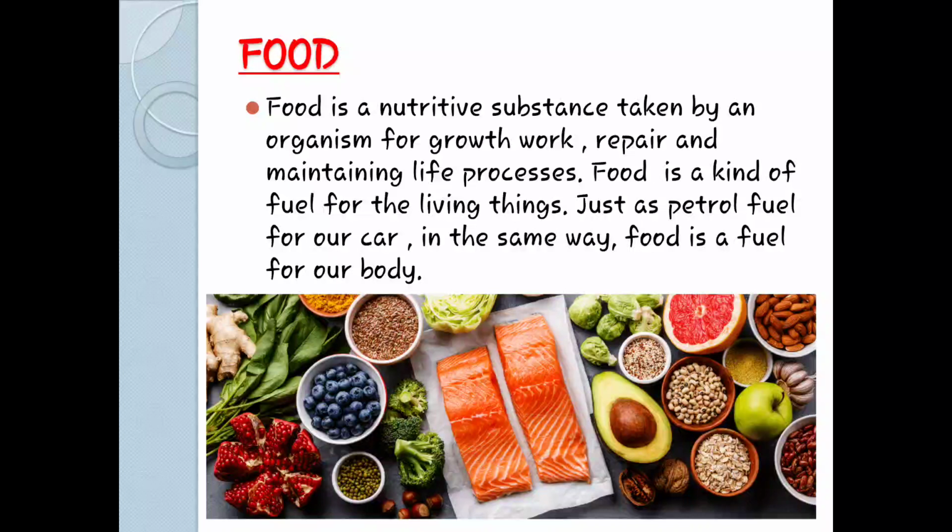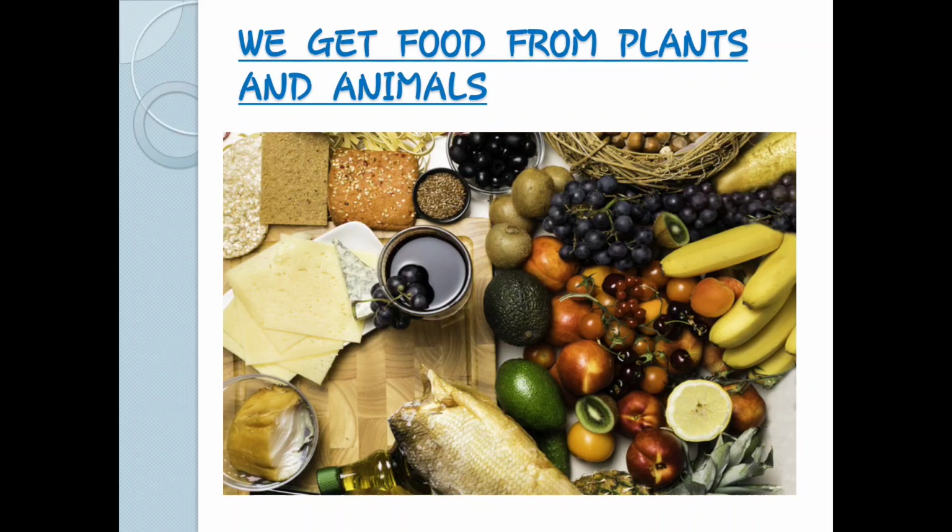Dear learners, let's move to the next slide. We get food from plants and animals. By this picture, you all can see food items like fish and vegetables and all. Through this you can have an idea, and you all know very well from where we get food as well. So let's move to the next slide.